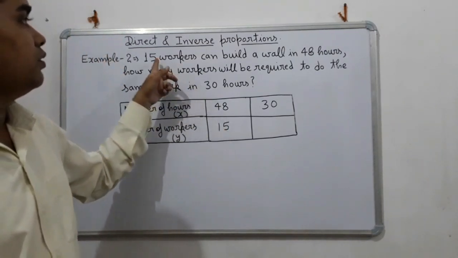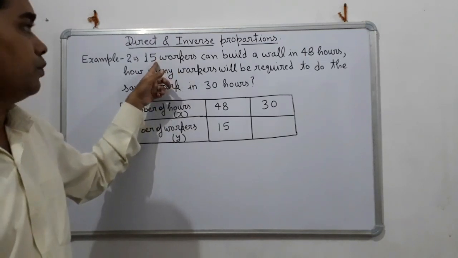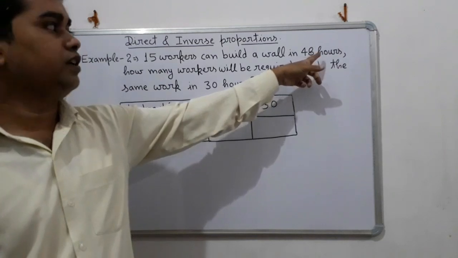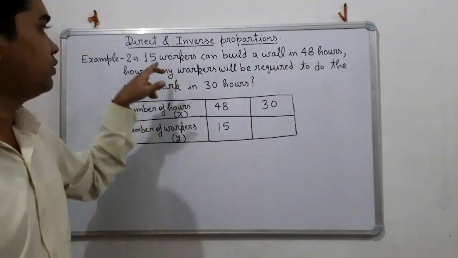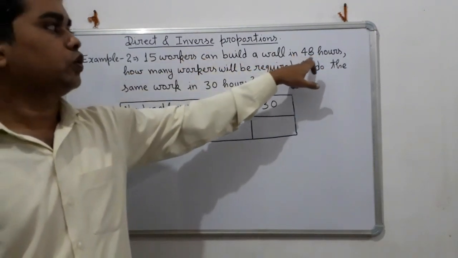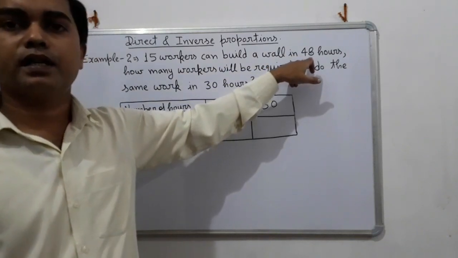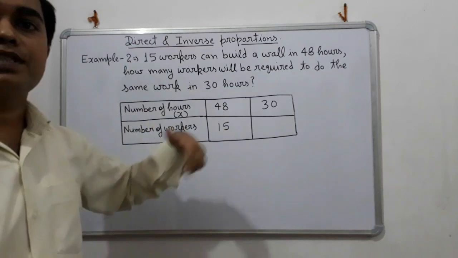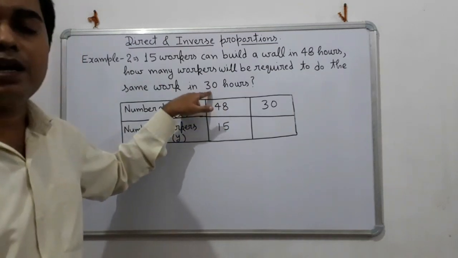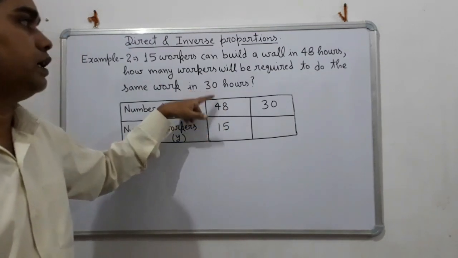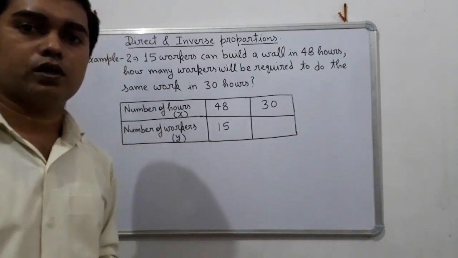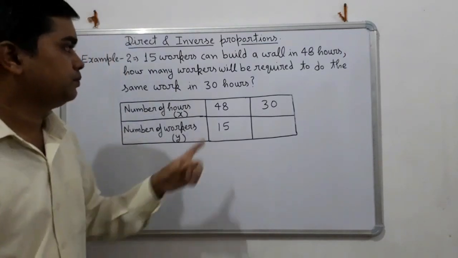If there are 15 workers, they can do their work complete in 48 hours. अगर 15 वर्कर हैं तो 48 आवर्स में काम कंप्लीट हो जा रहा है. अगर आपको सेम वर्क 30 आवर्स में कंप्लीट करना है तो आप क्या करोगे? वर्कर्स बढ़ाओगे या कम करोगे? What you have to do here, think.